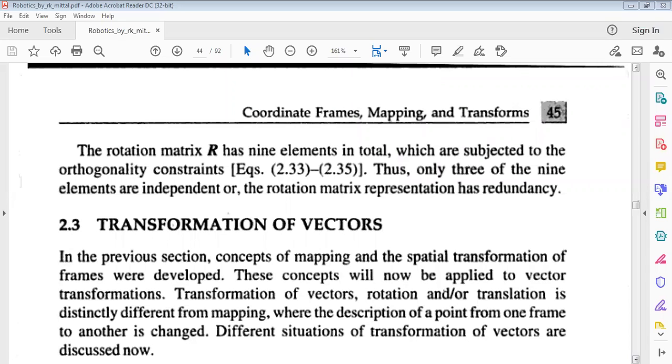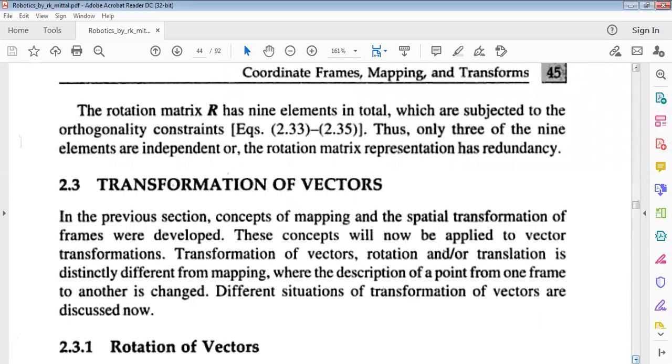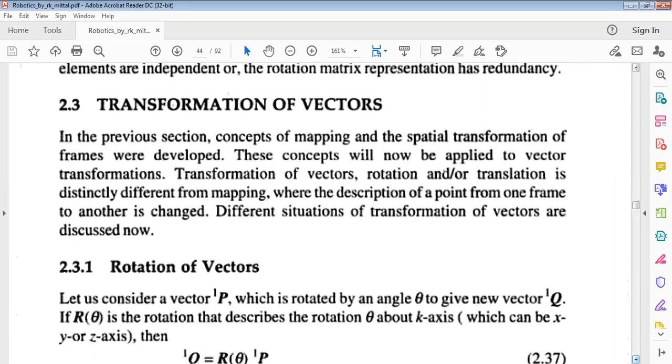So now let us go to another topic, known as the transformation of vectors. Up to now, we have discussed rotation and translation of frames. We mapped them by using the mapping relations. In the same aspect, let us now discuss the transformation of vectors.